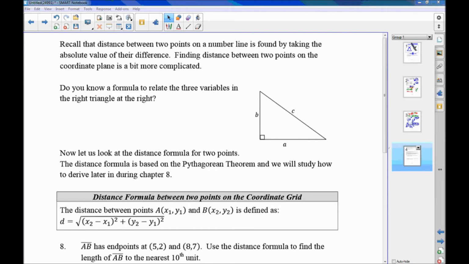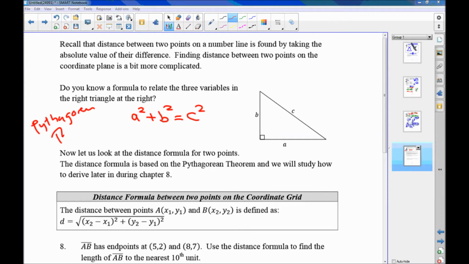All right, so you should know a formula for how the sides of a right triangle relate to each other. It's a rather famous one. It's called the Pythagorean theorem. And if you take the 2 short sides and square them and you add them up, you should get the long side. Okay? And you learned this in Math 7 and in Math 8. And we will do it again this year later.